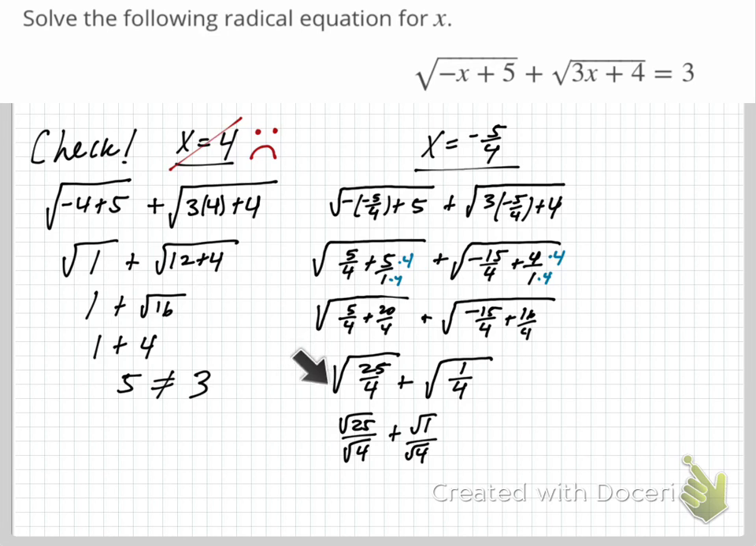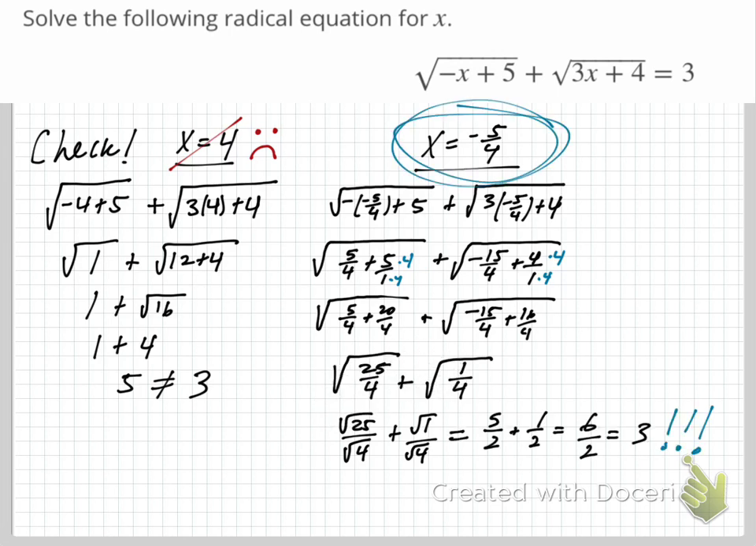Another property of radicals is that when you have the square root of a fraction, you can just take the square root of the numerator and take the square root of the denominator. So that's what I did here. These are all perfect squares. So we get the square root of 25 is 5, the square root of 1 is 1, and the square root of 4 is 2. These are common denominators, so I can add the numerators to give me 6 over 2, which equals 3. So it is one of our solutions.